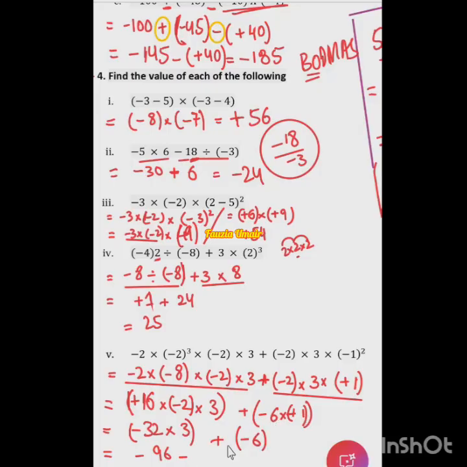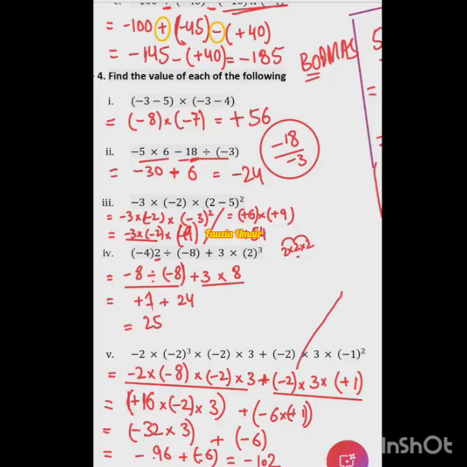ठीक है. So now this is plus minus 6. So minus 96 minus 6 would be like terms. So the answer. So we are adding to minus 100 ... 102. Very good. So are you able to understand also? Yes, Zainab? Yes, ma'am. All right.